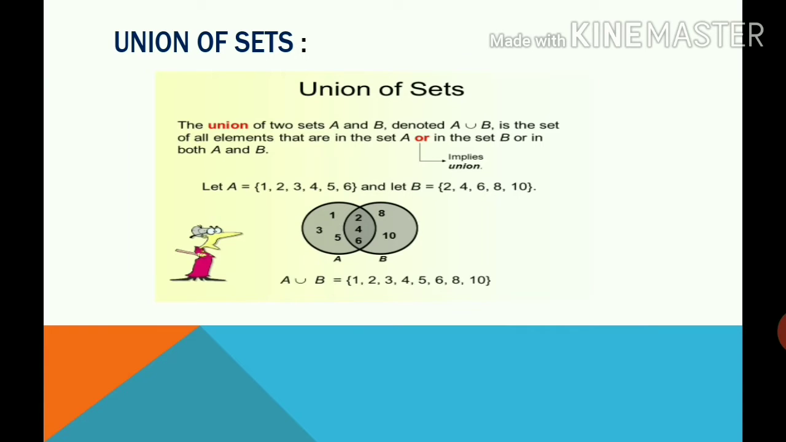Okay ji, so in A union B, you will write down all the elements together. They are 1, 2, 3, 4, 5, 6, 8, 10. Remember that whenever you write down the elements in A union B, follow the sequence. You have to write down the elements in the sequence, and you will not write any element twice. Okay ji, let's move forward. I hope that this is clear to you.